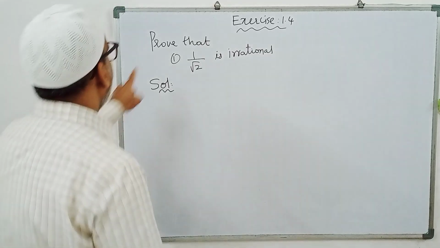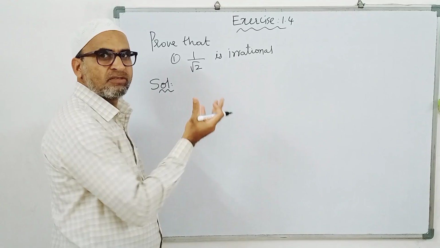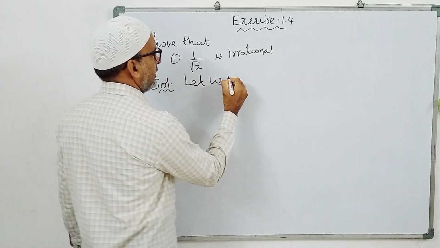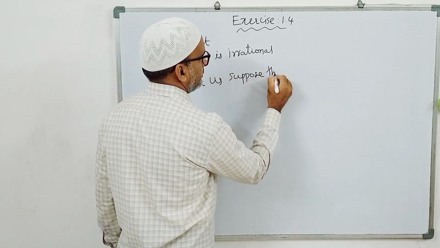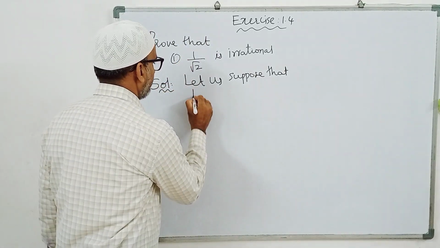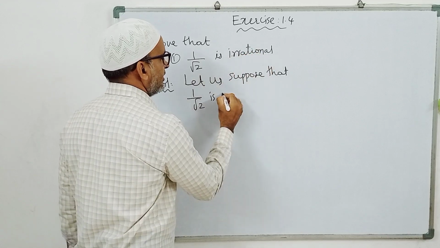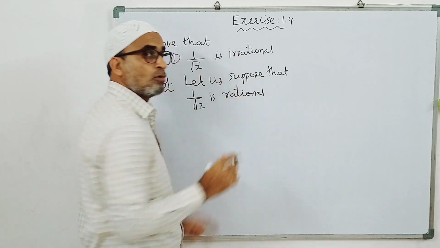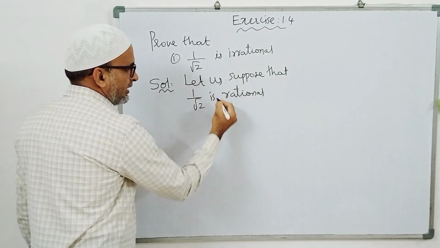Okay, now prove that 1 by root 2 is irrational. How to prove this one? Let us suppose that 1 by root 2 is irrational. Instead of irrational, we should take rational, like this. Contradiction to that one. So it is an English sentence.